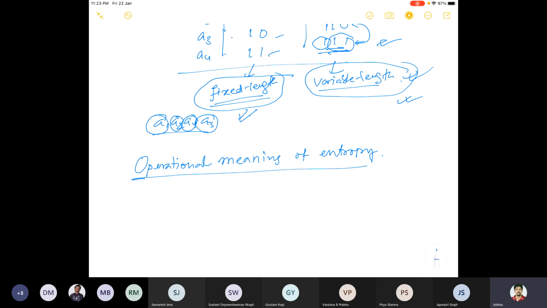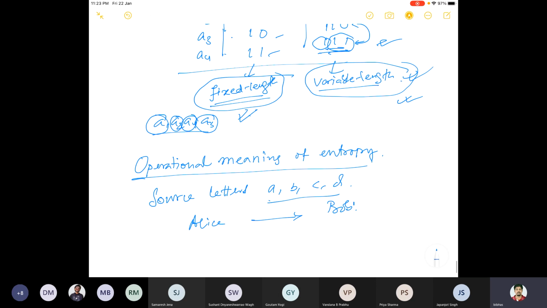Let me put it this way. Suppose I have four letters, A, B, C, D. Let my source letters be A, B, C, and D, and there is Alice, who wants to send this to Bob. These are Alice's source letters, and there is a probability associated with this.